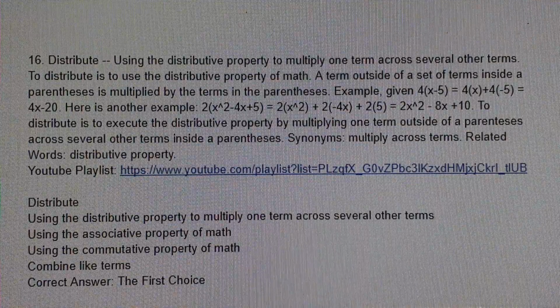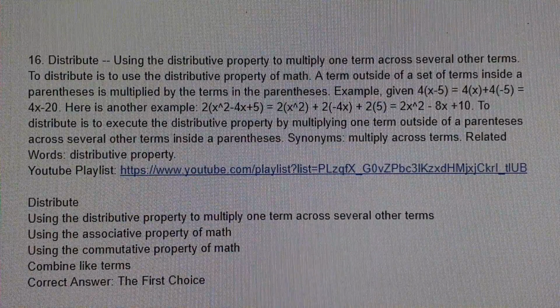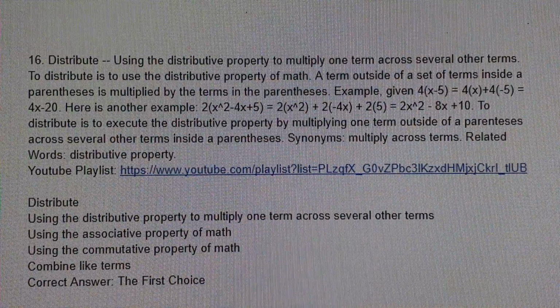To distribute is to execute the distributive property by multiplying one term outside of a parentheses across several other terms inside a parentheses. Synonyms: multiply across terms. Related words: distributive property.